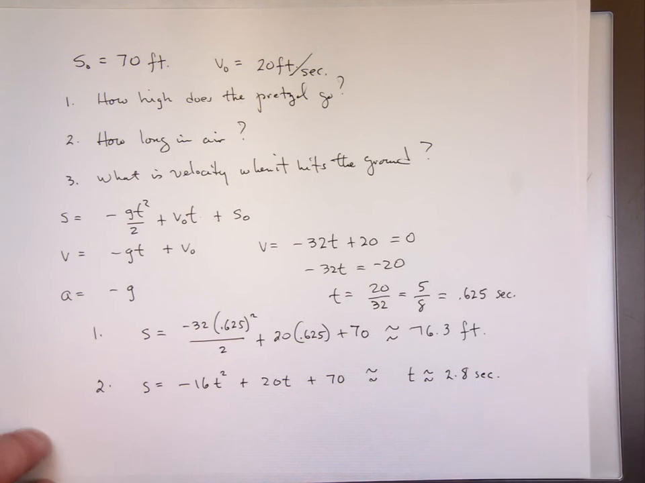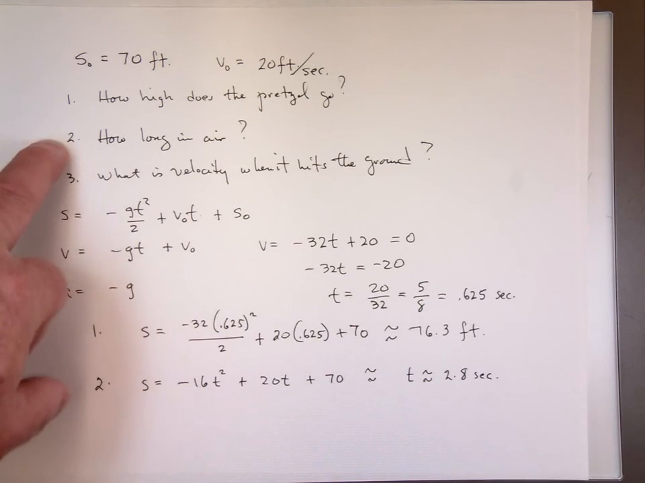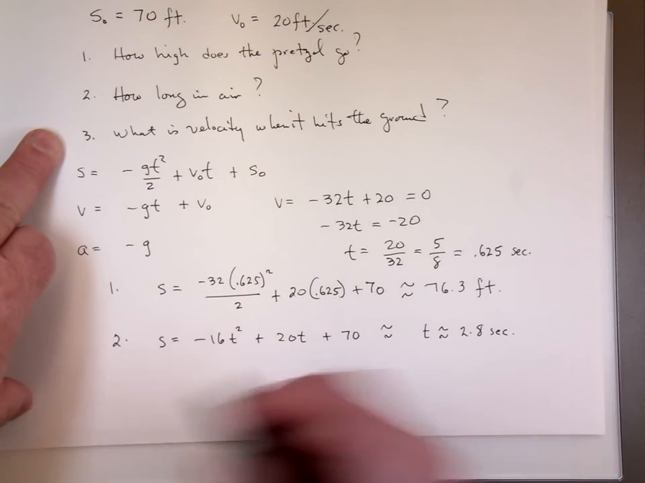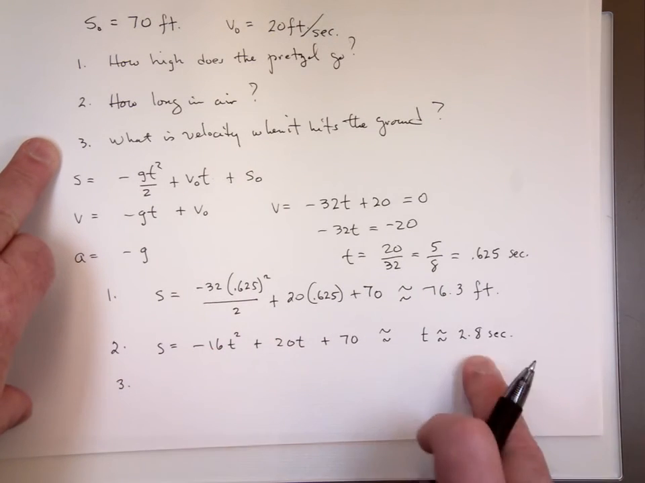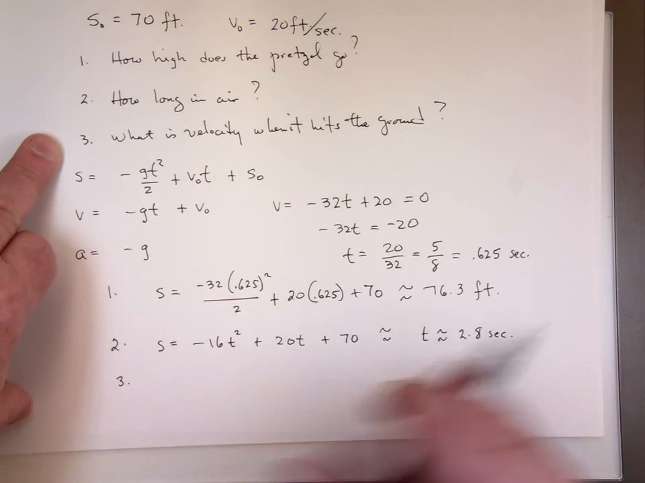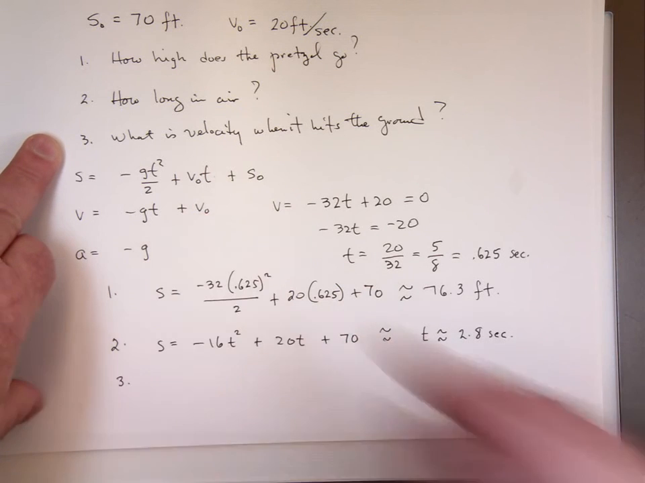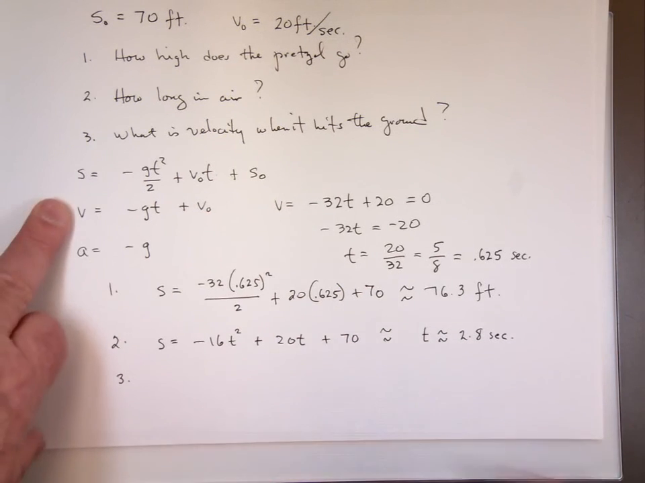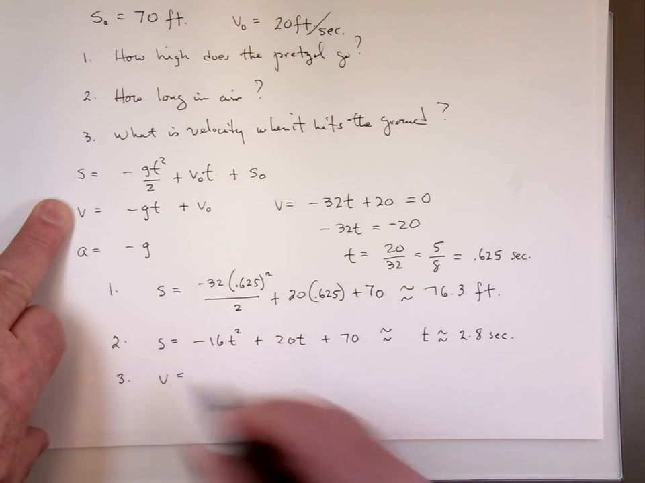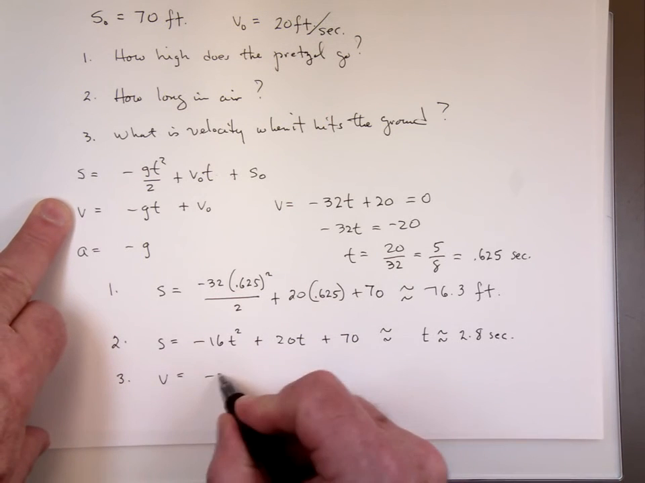That's how long it is in the air. What's the velocity when it hits the ground? We're going to take our 2.8 seconds and put it into our velocity formula to find the velocity when it hits the ground. The velocity is equal to negative 32t. What did you make S equal to for number 2?